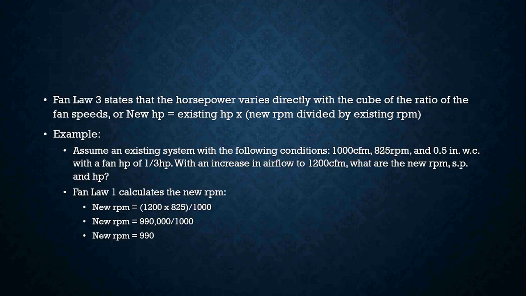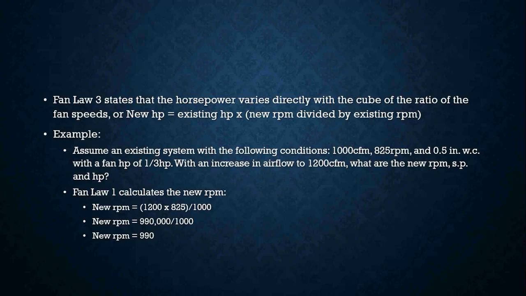So for example, using those 3 fan laws that I just went over, assuming an existing system has the following conditions. Okay, we're moving about 1,000 CFMs. The motor is at 825 RPMs, and we have a static pressure of 0.5 inches of water column with a fan horsepower of only a third. Okay, with an increase of airflow to 1,200 CFMs.